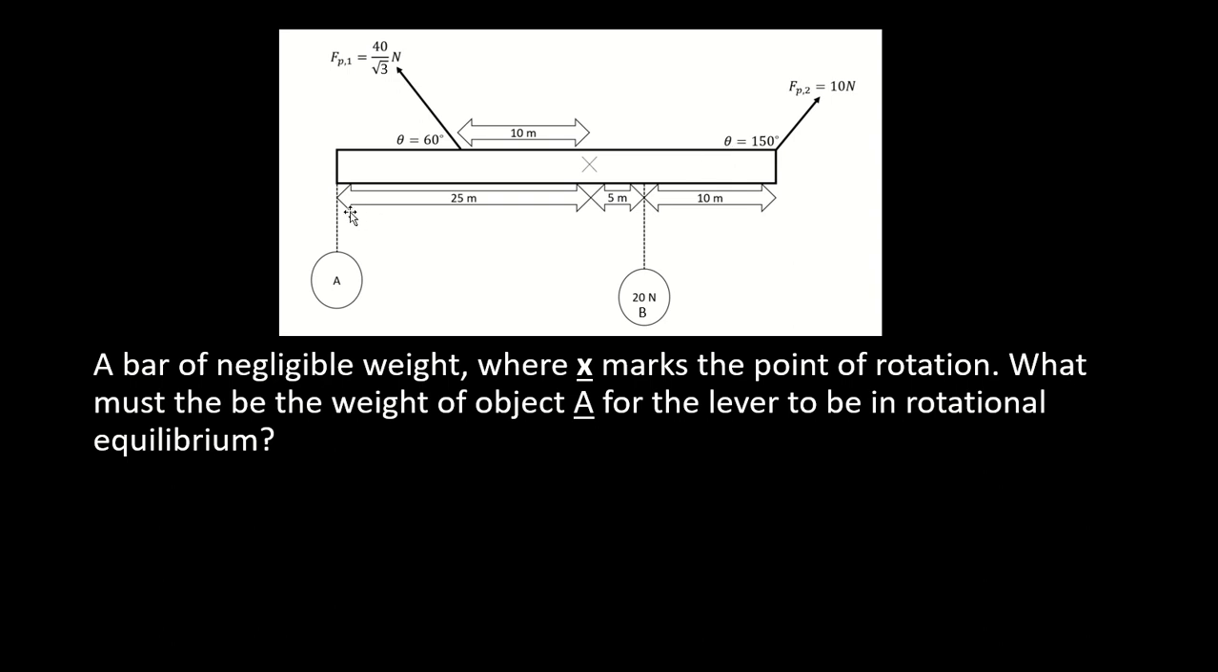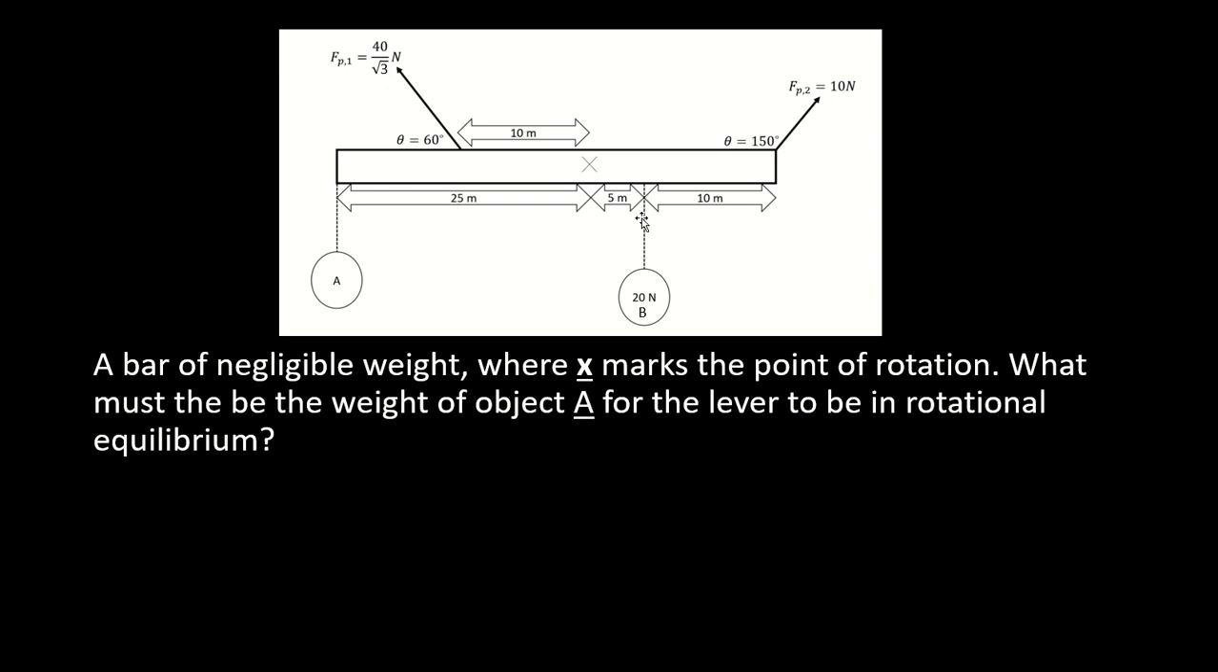We have our weight A, which we're going to calculate its weight, or its force. Weight is a force. Its angle between our distance and our force, if the force is going straight down, is going to be 90 degrees. And similarly, weight B, our bar is horizontal, our weight of this ball is straight down, so the angle is also 90 degrees.